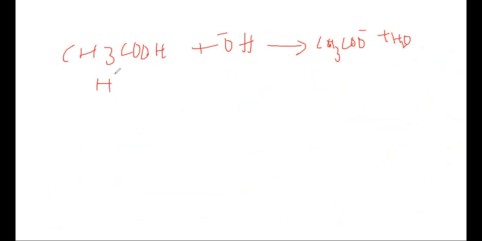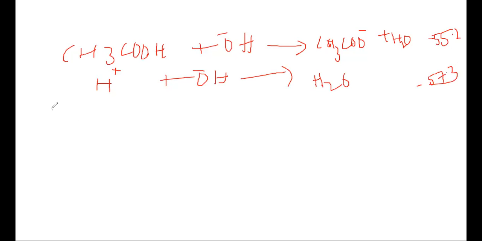Subtraction of equation number 1, that is H positive plus OH negative, product is H2O. Enthalpy change for the first equation is minus 55.2 minus 57.3. You have to subtract this. So the sign will be changed. Minus, minus, minus, and this will be plus.